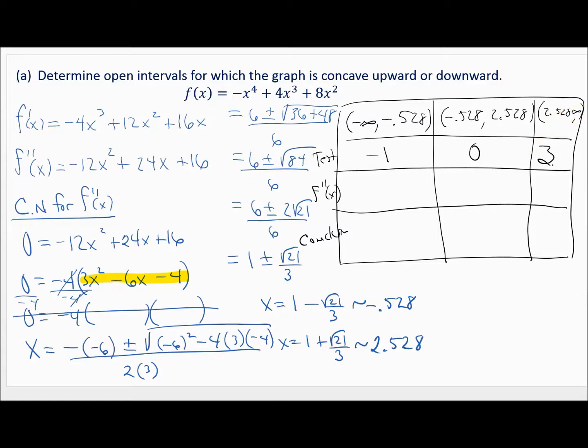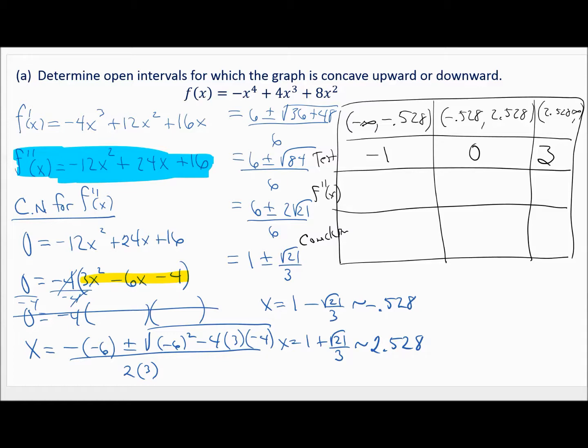Okay, now where am I substituting these values in? I'm substituting into the second derivative. Let me highlight that for you right here. That's where I'm plugging that in. You could also plug it into the factored version, but I tend to go with the real guy. Okay, now what do I care about? Is it positive or negative? Honestly, that's all I care about.